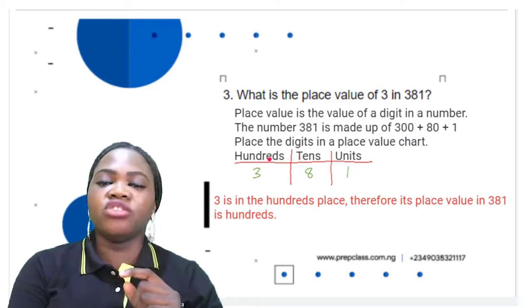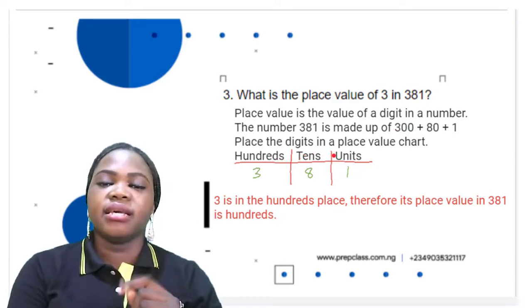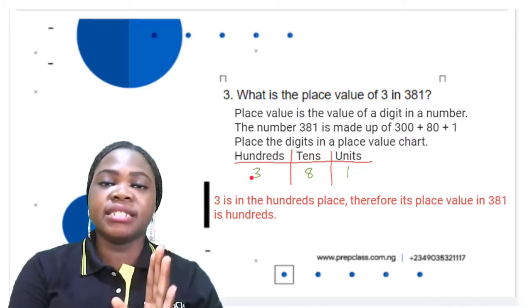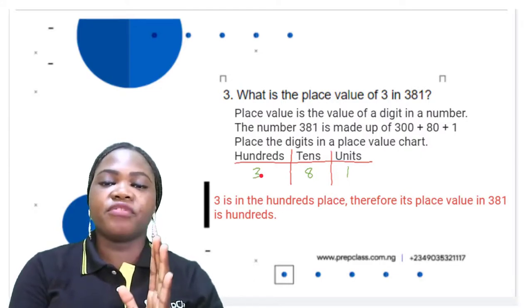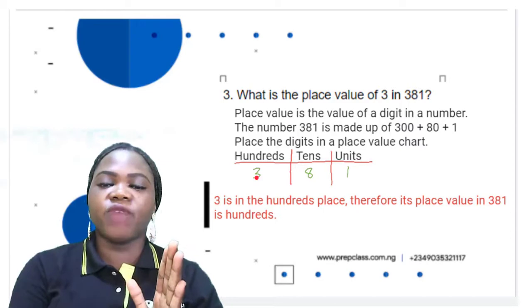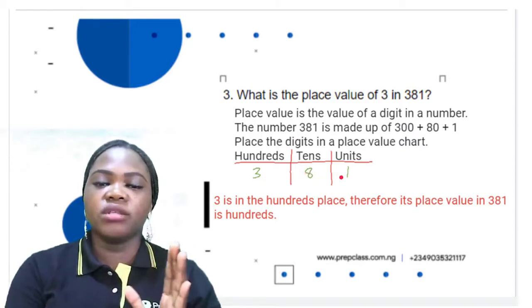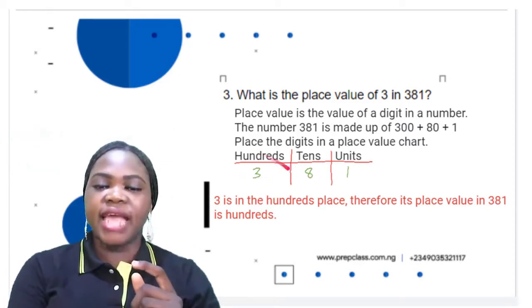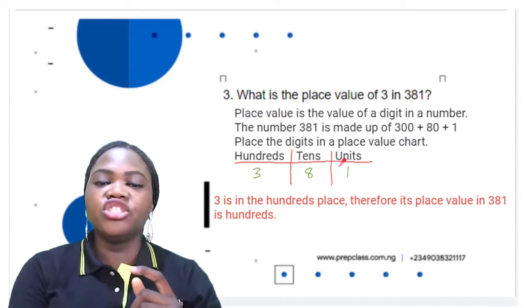So let's write hundreds, tens, and units. Then let's place the digits in the place value chart. So we have 3, 8, 1. So this means 3 hundreds, 8 tens, and 1 unit.